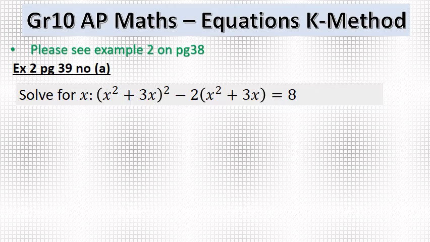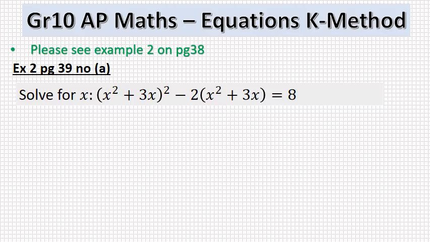Grade 10s, and welcome to the K method part of equations. This is a really fun section, but I really would appreciate it if you could please just revise your quadratic equations knowledge before this section. We did it in grade 9, but if you need to find equations in your regular maths textbook, not your AP maths textbook, just to go over a couple of quadratic equations, then please do so.